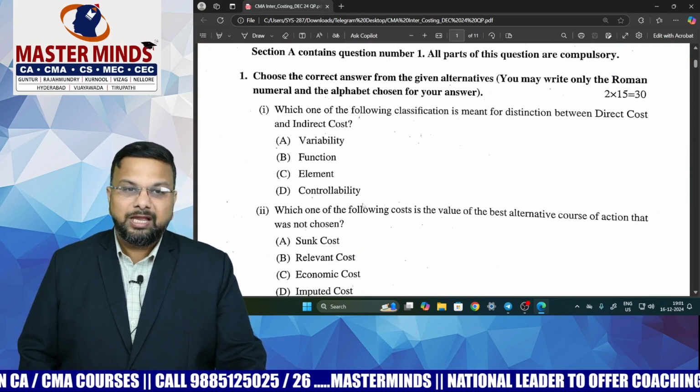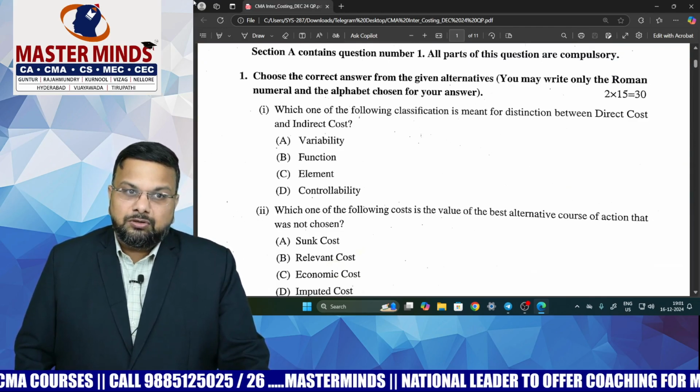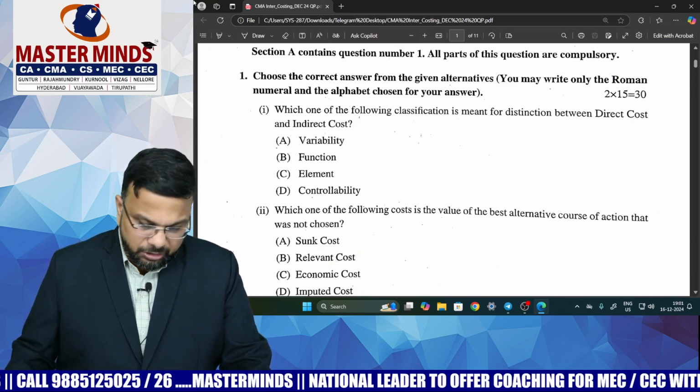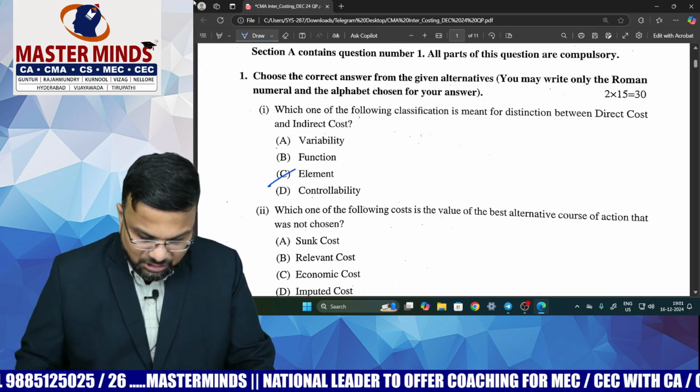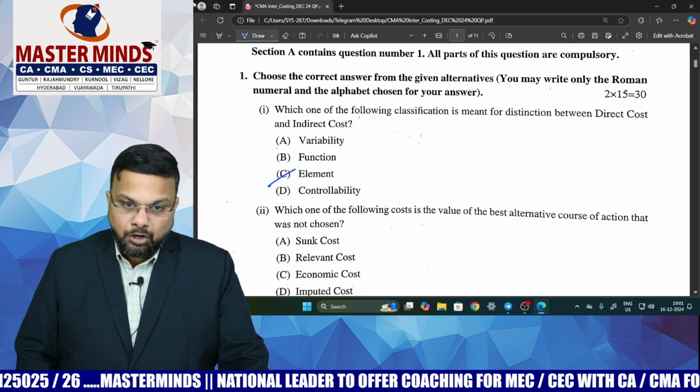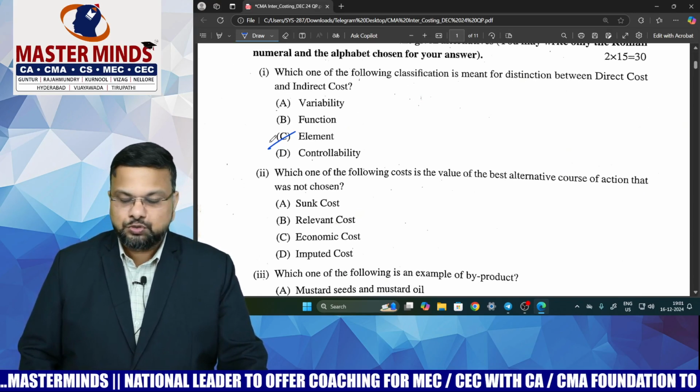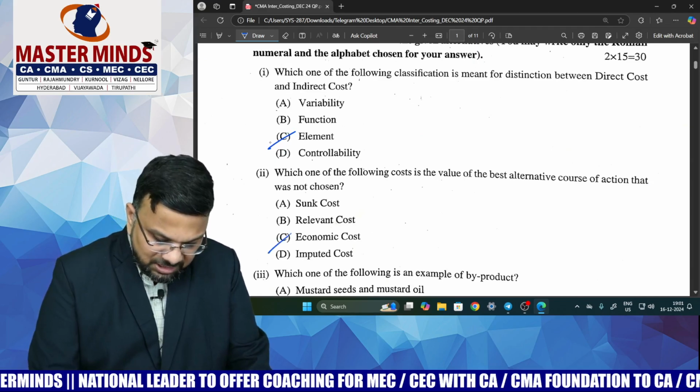Okay, so let us go to the MCQs first. First one: which of the following classifications is meant for distinction between direct cost and indirect cost? Answer is element wise classification. Which one of the following costs is the value of the best alternative course of action that was not chosen? Nothing but opportunity cost. Since it is not given, the answer will be economic cost.